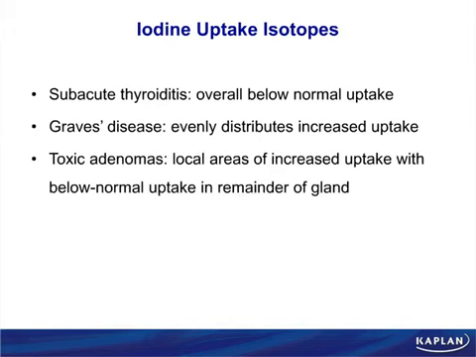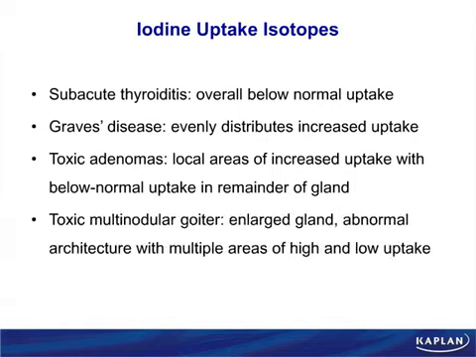Subacute thyroiditis and silent thyroiditis are just leaking glands. But Graves' disease is an overfunctioning gland from a thyroid-stimulating immunoglobulin. Toxic adenomas are intermittent, meaning there's just patchy uptake. Toxic adenomas are hyperfunctioning, but only in the spot where there's an adenoma. A toxic multinodular goiter is an enlarged gland throughout and has multiple areas of high uptake, kind of like having lots of toxic adenomas.